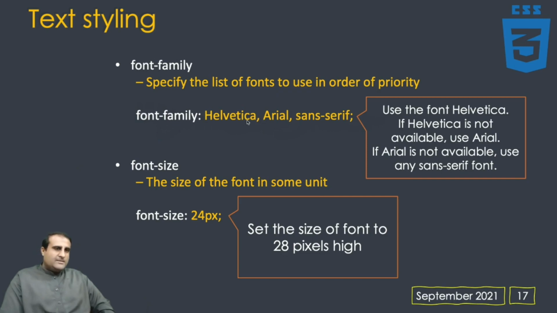So the interpretation of this value is that first the browser will try to find the Helvetica font to apply to the text. In case the browser cannot find the Helvetica font, it should then find the Arial font. In case it cannot find the Arial font also, then the choice is it should find any sans serif font and apply it. So this is actually the priority list of fonts that we want to apply. So first Helvetica, if no Helvetica then Arial, if no Arial then any sans serif font.